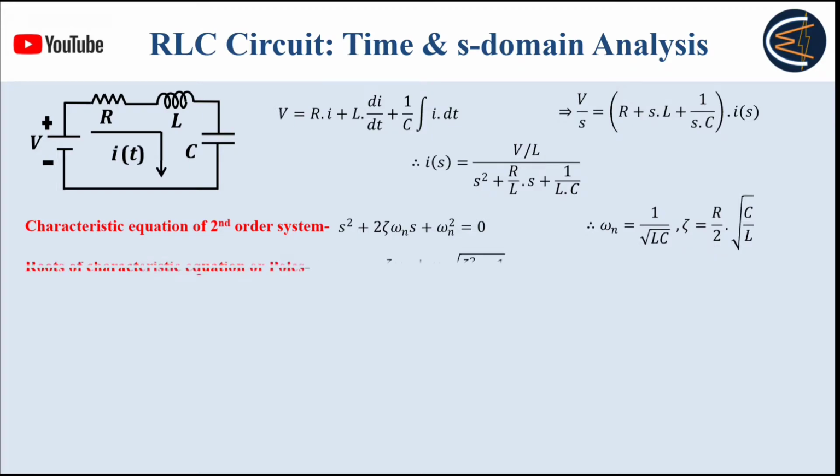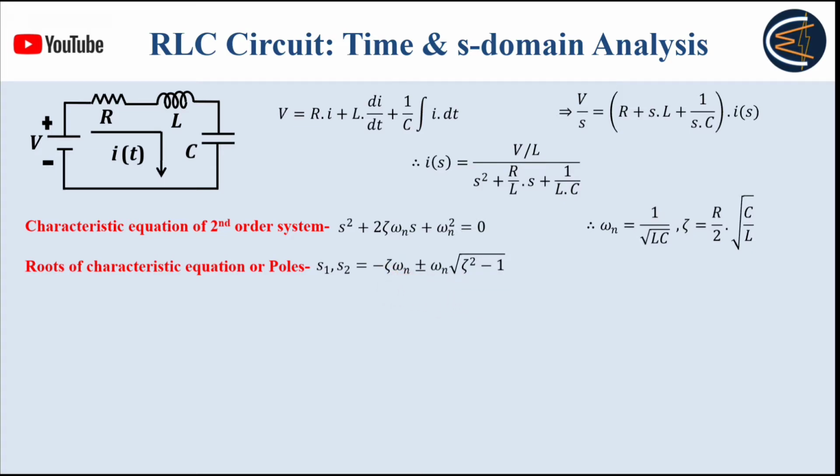Now these are the roots of the characteristic equation, or we can say the poles of the system. S1 and S2 are the two poles. If you apply the quadratic formula to that standard form of the characteristic equation, you will get this expression for the roots of that equation.